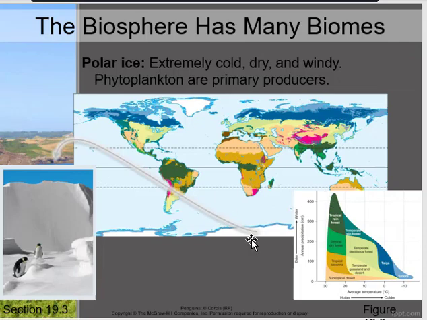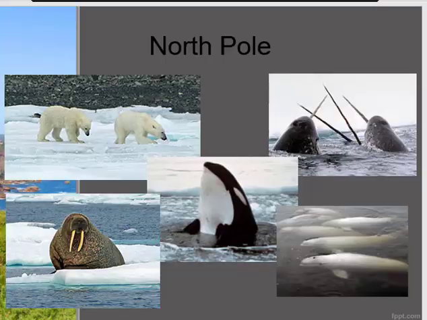Polar ice, extremely cold, dry, and windy. The primary producers down there are little plankton-sized plants called phytoplankton, little microscopic plants. And cold water holds a lot of oxygen, so there's a lot of fish and animals that can live down there. And it's where some of our best fishing grounds are up here in the north and down in the south, and we've outfished a lot of them.